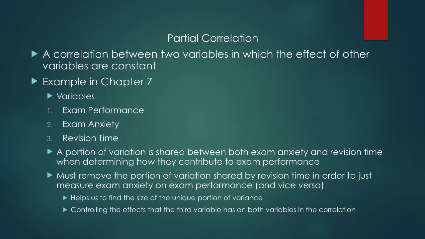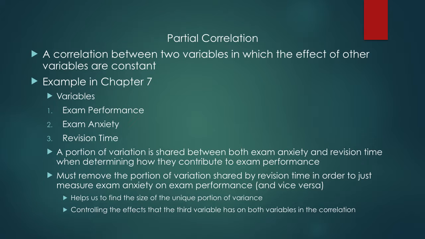The next correlation is the partial correlation, and this is the one that took me the longest to understand, and I'm not sure that I still fully understand it. The book defines partial correlation as a correlation between two variables in which the effect of other variables is held constant. Again, I do better with examples. Just reading that definition, I'm still kind of confused.